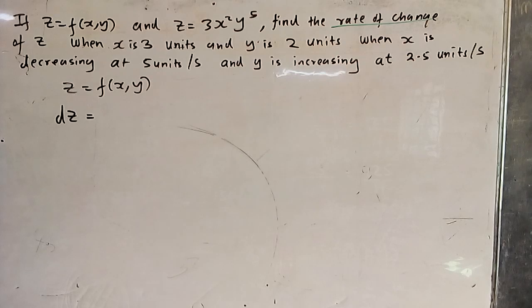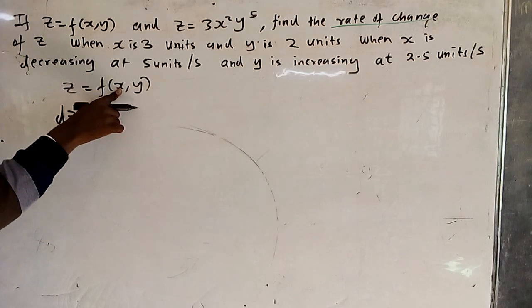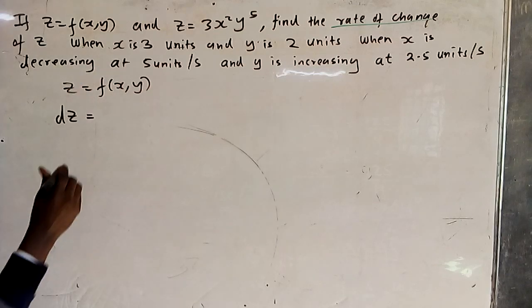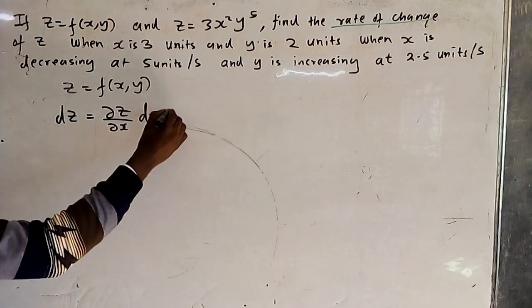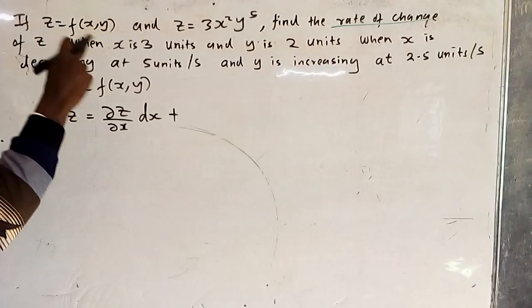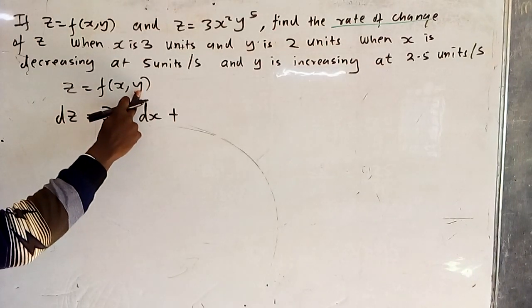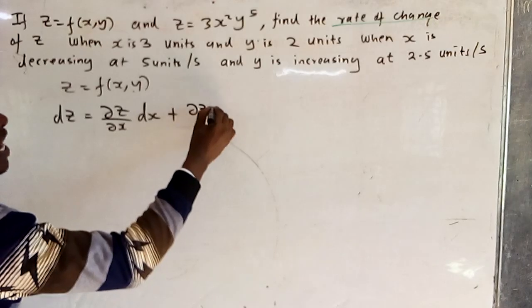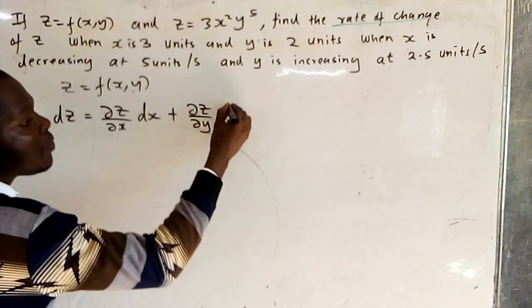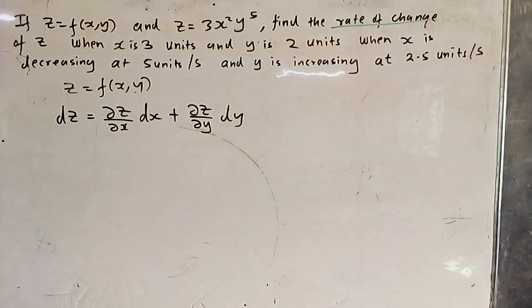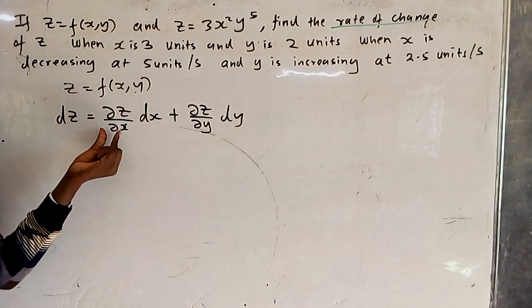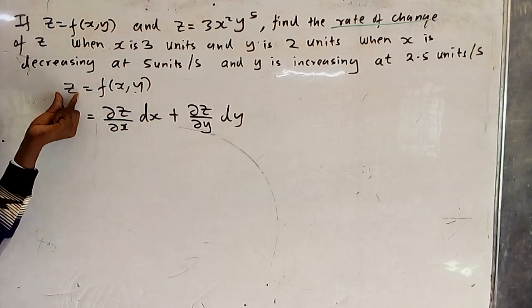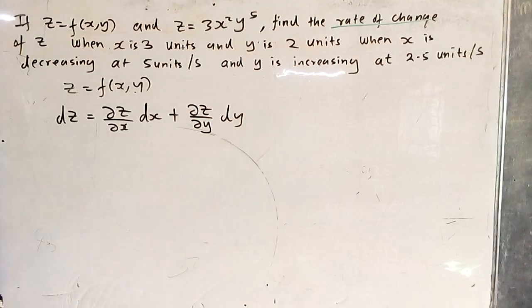Are we together? For dz, we differentiate z partially with respect to x, then we remain with the dx. Then plus, we differentiate z partially with respect to y, then you remain with the dy. So we are done with the two variables. That is now the total differential of z.